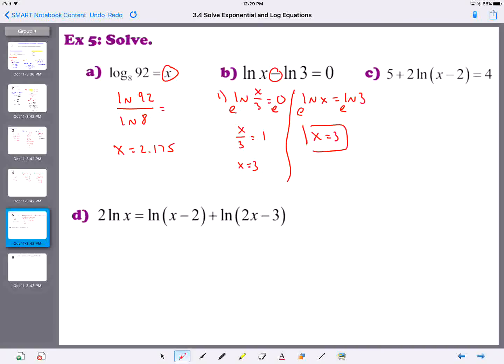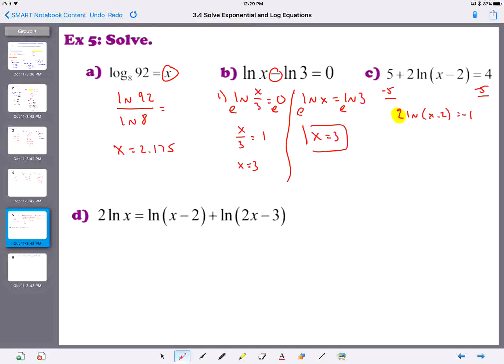On C, you have a natural log, but you need to do a little bit of work to get it set up so that you can do the inverse. So we need to subtract 5. We're left with 2 natural log of x minus 2 is equal to negative 1. We still have this 2 out front. We have to do something with it before we do the inverse. So what is it that we want to do?